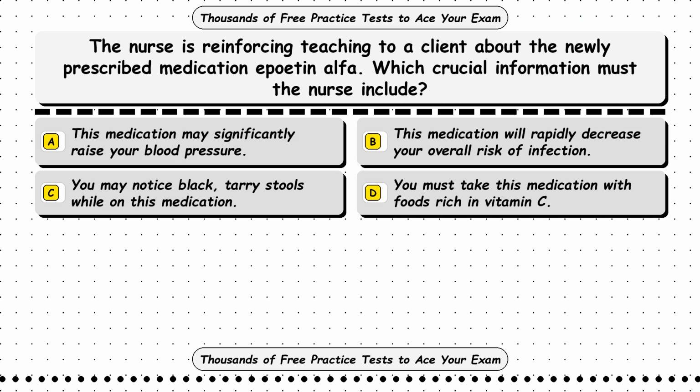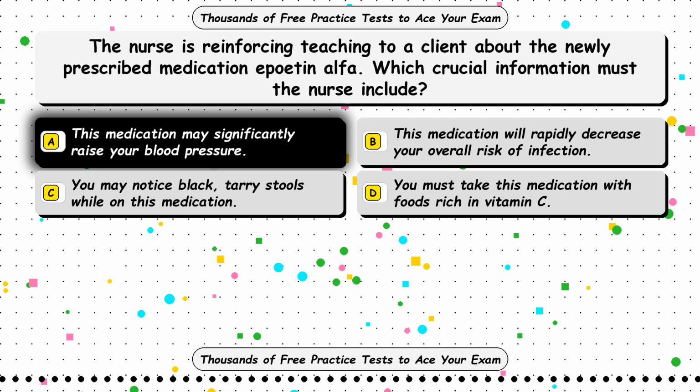Question 40. The nurse is reinforcing teaching to a client about the newly prescribed medication epoetin alpha. Which crucial information must the nurse include? Option A. This medication may significantly raise your blood pressure. Option B. This medication will rapidly decrease your overall risk of infection. Option C. You may notice black, tarry stools while on this medication. Option D. You must take this medication with foods rich in vitamin C.